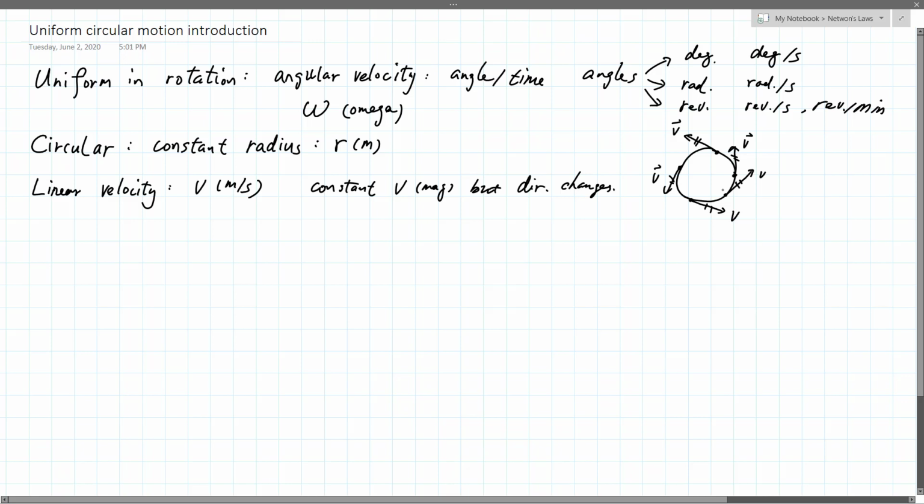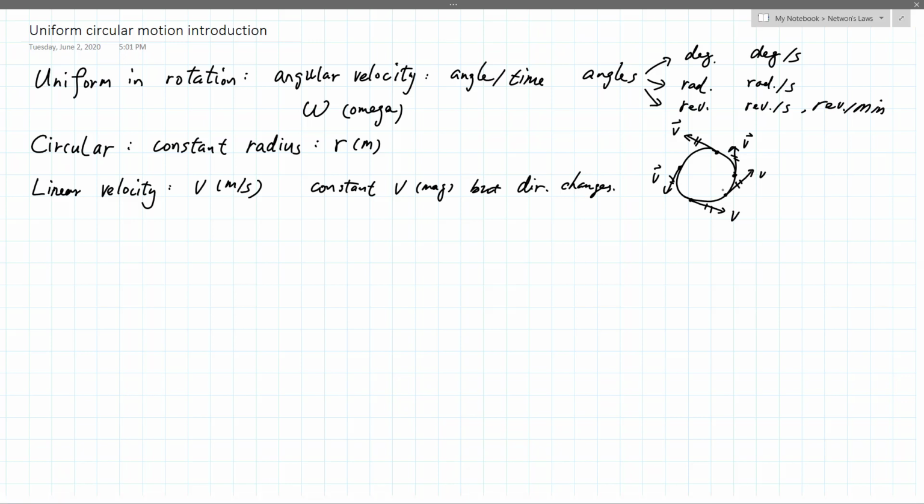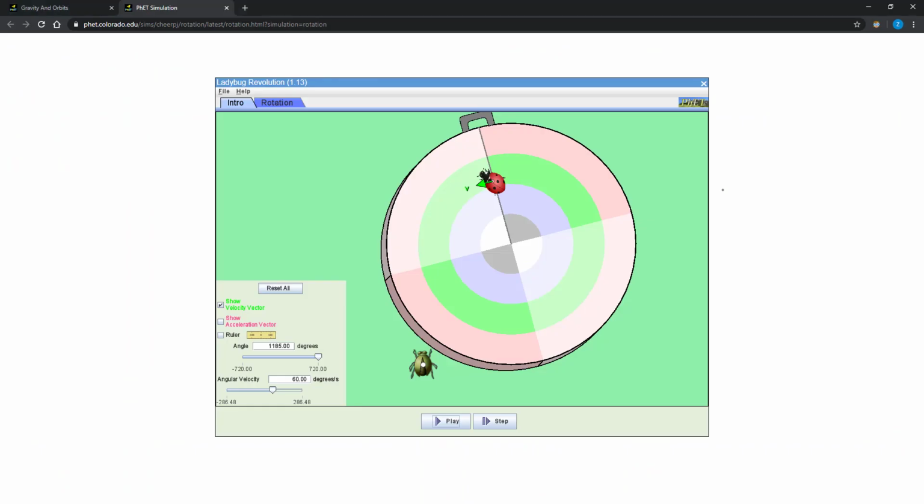And the next thing we want to do is to see how the v and the omega are related, because we have two bugs. I don't know if the other one's a dung bug. So we'll place the other bug on the turntable and see how that bug fares with the ladybug. So let's bring back the simulation. Okay, so we have a simulation here.